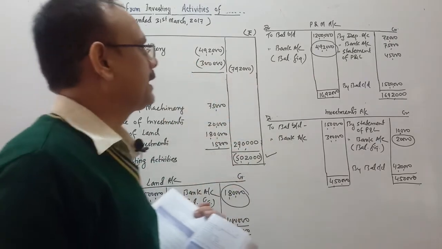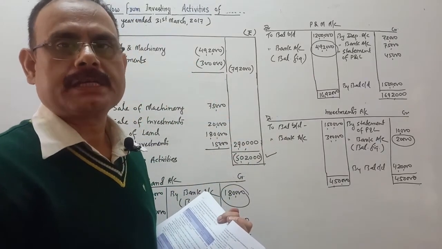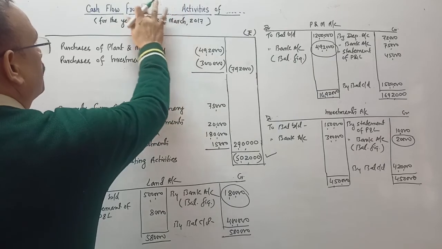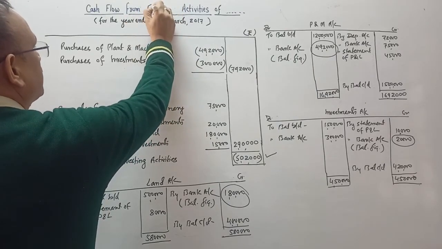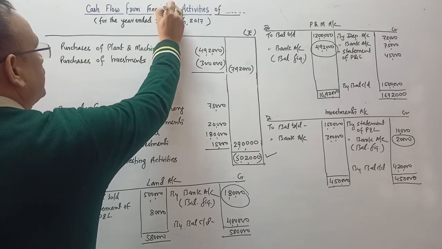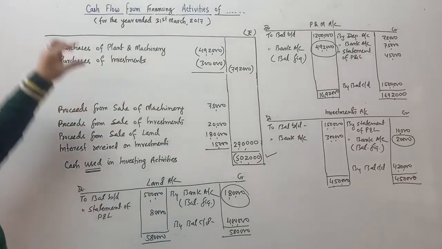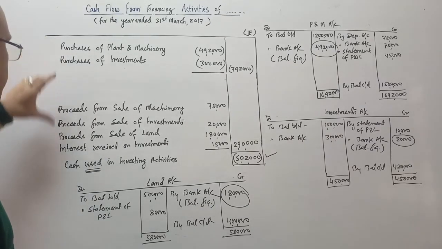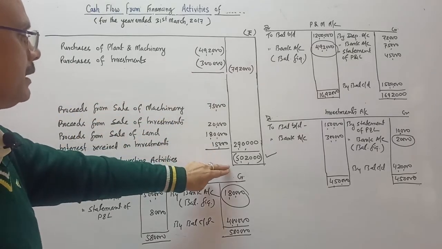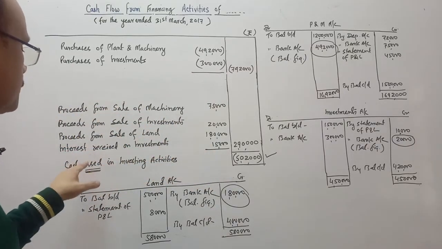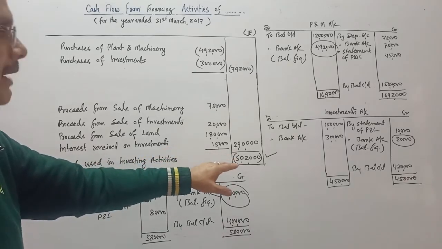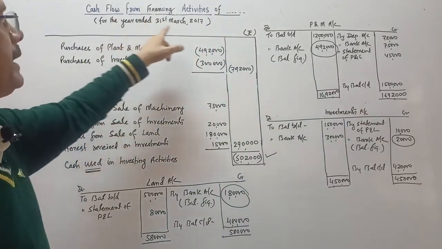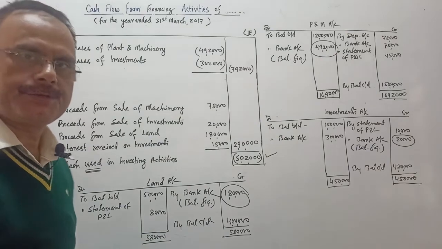One more working I have done is related to the profit or loss on sale of machinery. So this is what we have prepared. Cash flow from financing activities. This is inflow, this is outflow, and this is inflow. So net change is minus. So net cash used in investing activities is 5 lakh 2000, and the heading is for the year ended 31st March 2017.